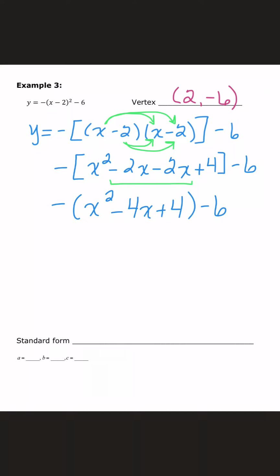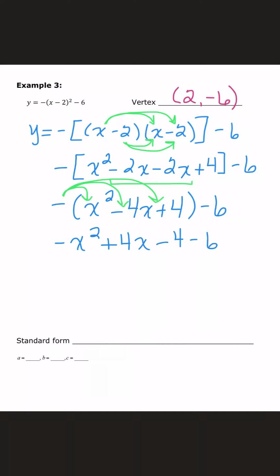Okay, so at this point, what we're going to do is now we are going to distribute that negative 1 throughout the parentheses. So all this is going to do is change signs within the parentheses. So negative 1 times a positive x squared, a negative 1 times a negative 4x, and a negative 1 times a positive 4. Do not distribute it to the minus 6 at the very end. That does not change signs. So here we have negative x squared. This negative 4x becomes positive. So like I said, all you're doing is changing the signs.